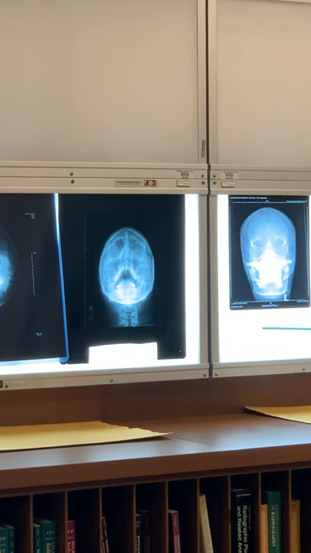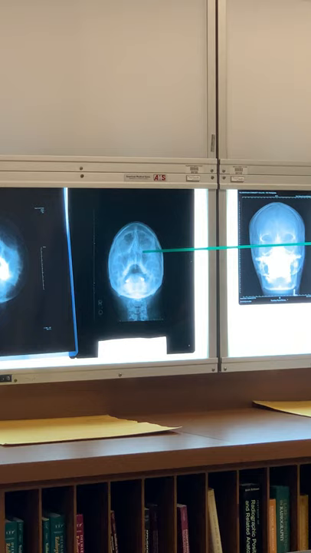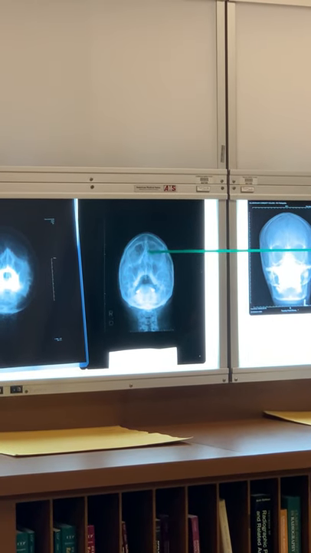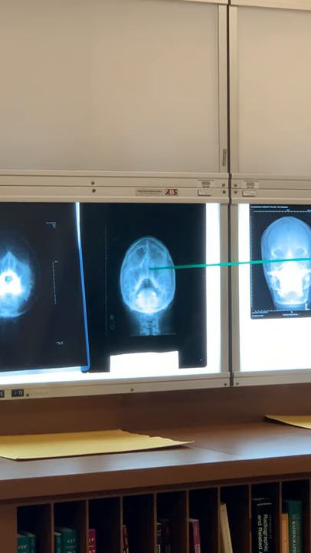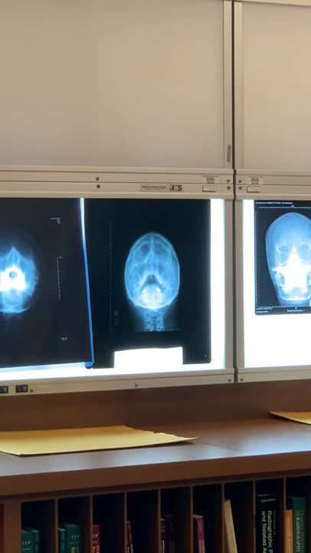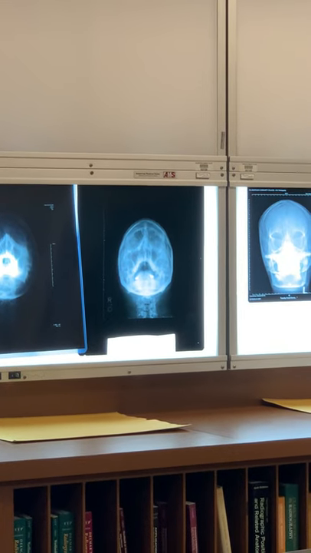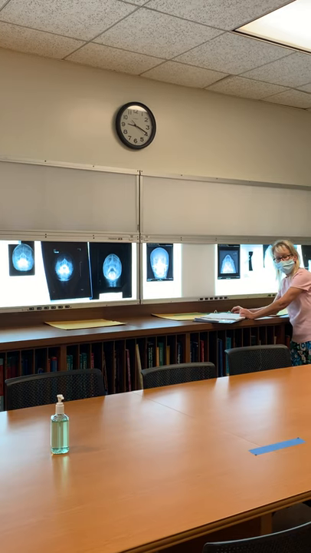Another registry thing, they like that. Okay, so we see nice and open maxillary sinuses. See, this one's got a deviated septum. Okay, let's go on. Okay, Caldwell. Here we go again, same thing.